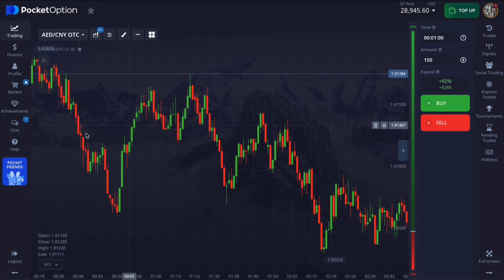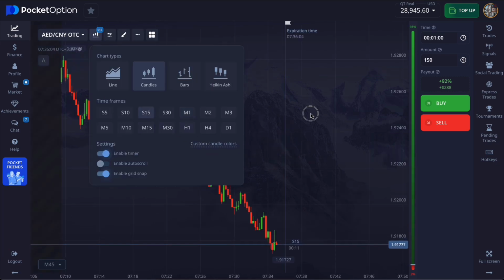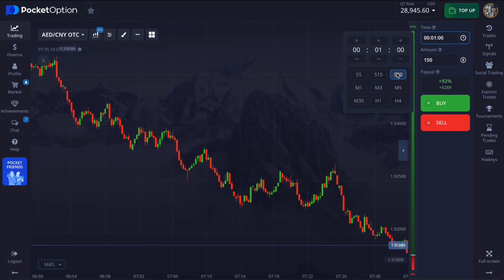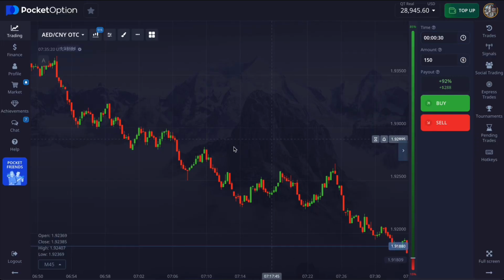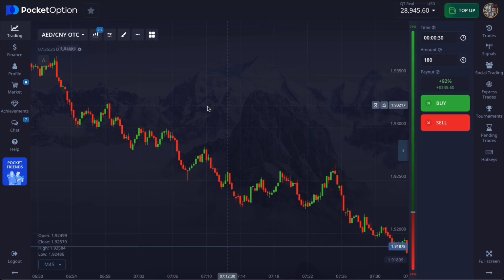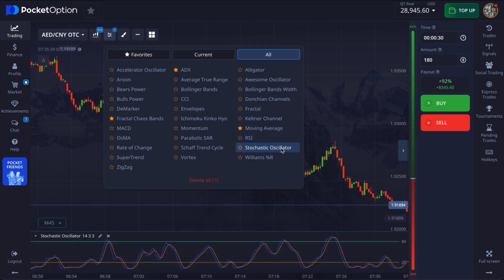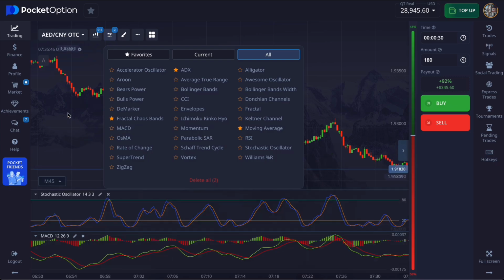So first of all, for this strategy, set the candle timing to 15 seconds, and set the expiry timing to 30 seconds. This works as a good combination. After this, go to the indicator's settings, and add the stochastic oscillator and MACD indicators.